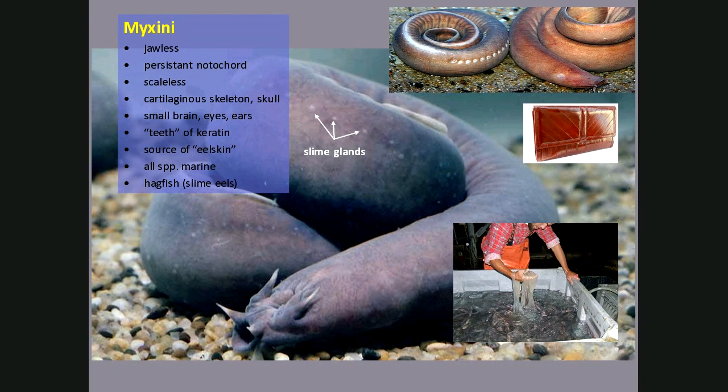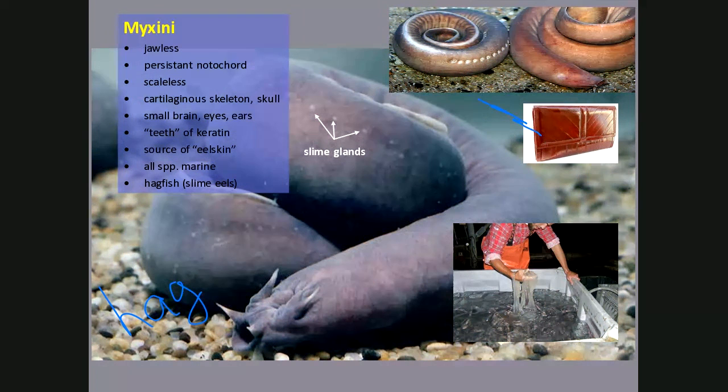They have teeth made of keratin. Your nails are keratin, so it's very hard. It's good for making teeth. Eel skin wallets, purses, anything called eel skin is actually not made out of eel. This is not an eel. This is actually what we call a hagfish. Such a lovely name, hagfish.